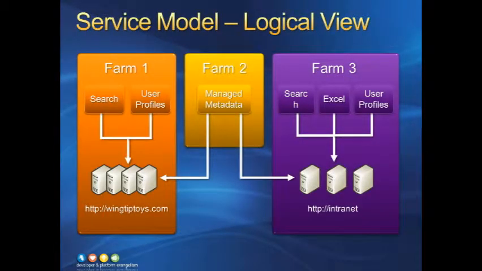All right. Now, this is just a little logical view of how the services are going to work. So you see here we've got 3 different farms. One of the farms is leveraging a search and a user profile service. That's farm 1. Farm 3, the purple farm, is where we have search, Excel, and user profile services being leveraged. But you see here in farm 2, I've defined the managed metadata service inside of a completely separate farm, and I've enabled the other 2 farms, farm 1 and farm 3, to connect into farm 2's managed metadata service. So you can see that it's going to be very easy for us to connect across farms. We'll see this when we get into some of the administration stuff in just a second.